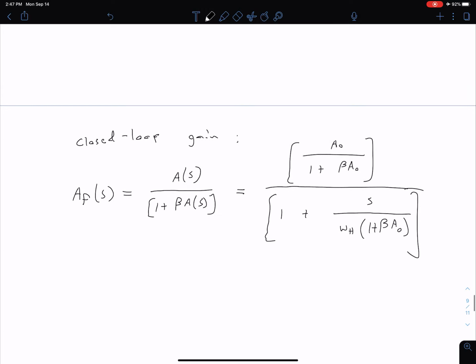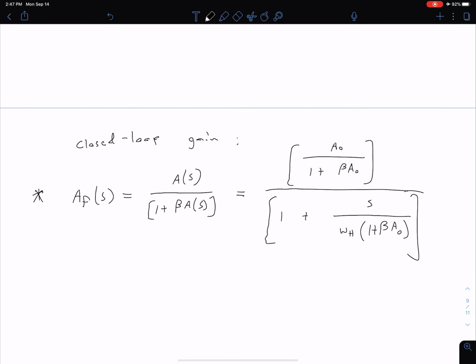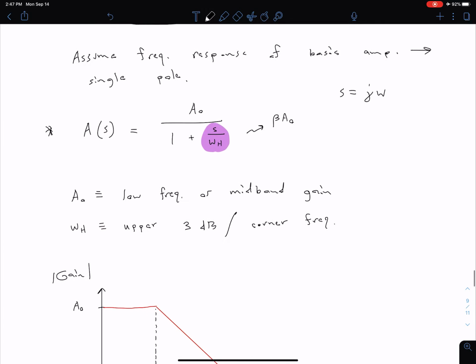But of course, we can compare these two equations. We can compare this equation for A sub f with our initial equation up here for our open loop gain A. And we see we have our low frequency or mid-band gain in the denominator. So let me erase this highlighting.